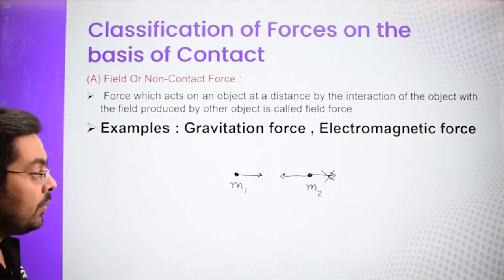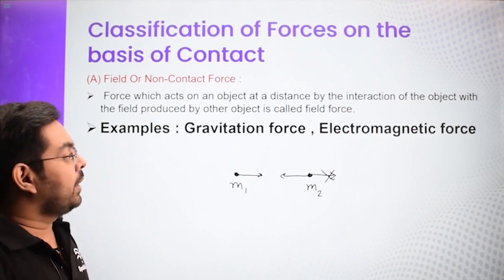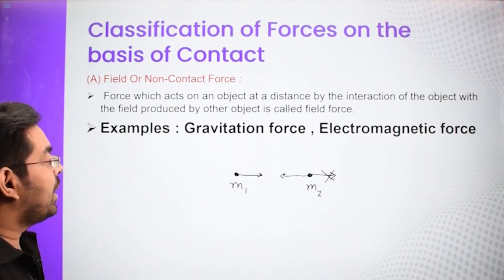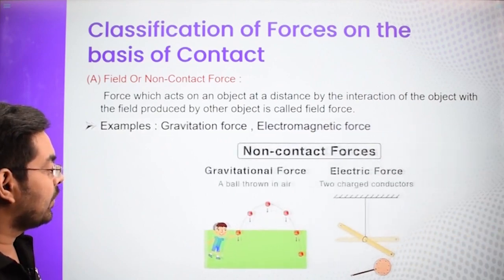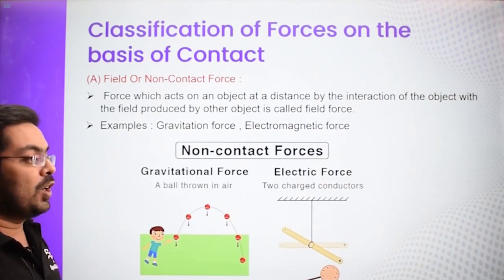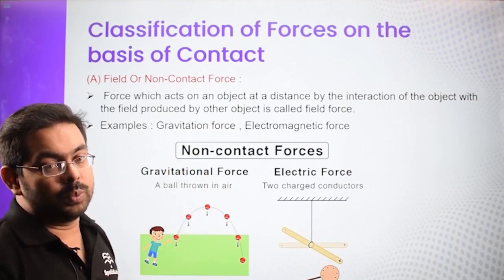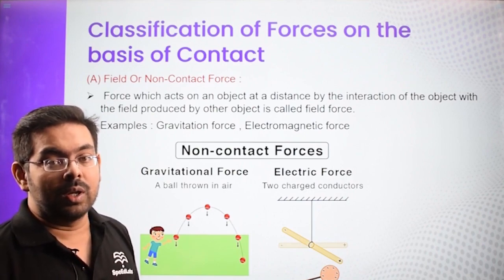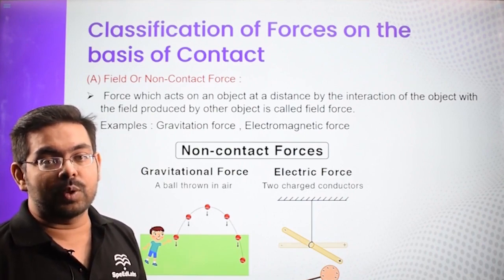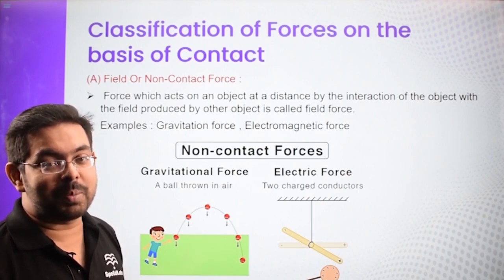You will study the field later on, but we have to understand that without any contact also these forces can act. Let me take an example. When you throw a ball and it falls down, why is that? You will say that it is due to gravitation. So who applies the gravitational force? Earth is applying the gravitational force on the particle.